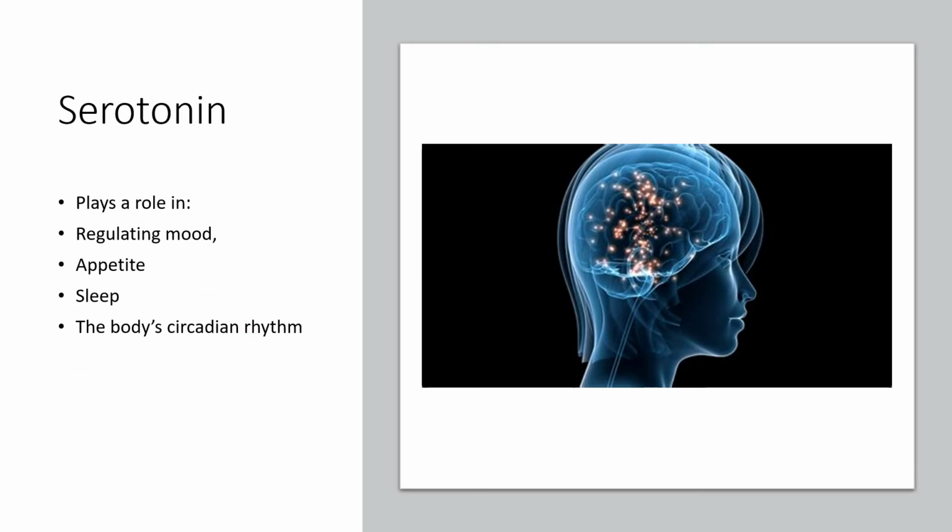So let's just take a brief moment to look at a few neurotransmitters and what their functions are. Remember, neurotransmitters are the chemical part of this communication process that is happening between neurons. An example of a neurotransmitter that most of you are now familiar with from your readings and of course from your discussion is serotonin. Serotonin plays a role in many different things, but the things that we commonly think of include regulating mood, appetite, sleep, and the body's circadian rhythm.